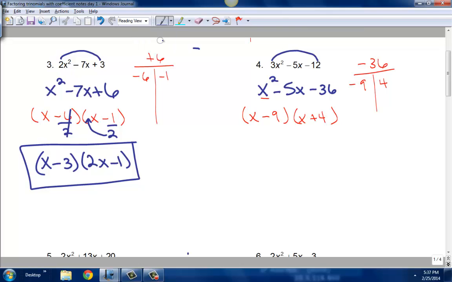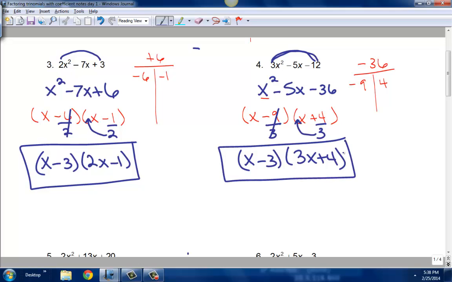Take care of that cheat. The 3 was the number we multiplied in, so that's the number we divide back out. This simplifies to x minus 3, because 9 divided by 3 is 3. This 3 has to come up front for 3x plus 4. And those are the factors of the original problem.